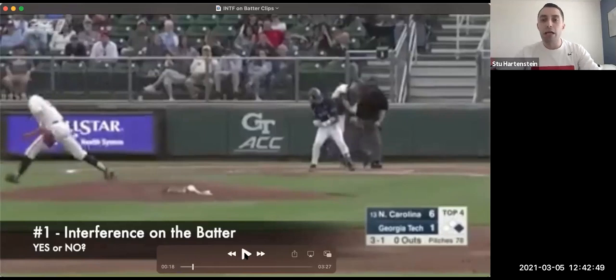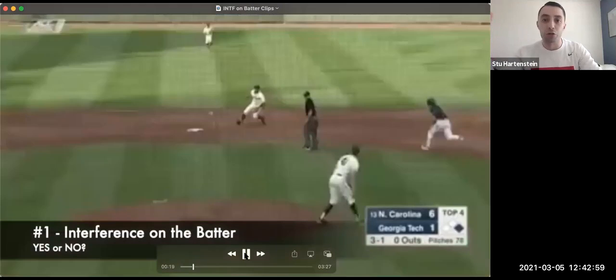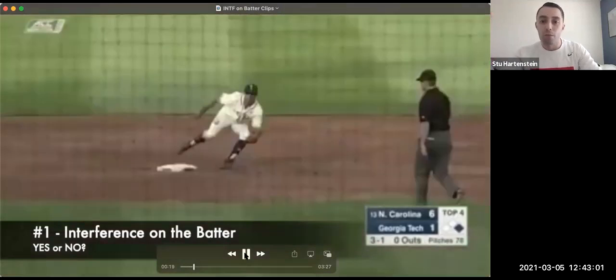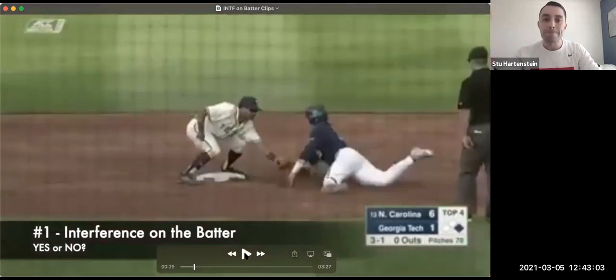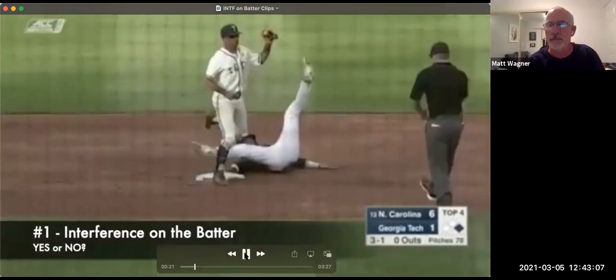Because so many of us would probably think that this ball is dead right here. And for the most part, the ball will be dead on interference. However, remember the exception. If the first initial throw retires the runner, what do we do? No interference. Yeah, we just ignore the interference.